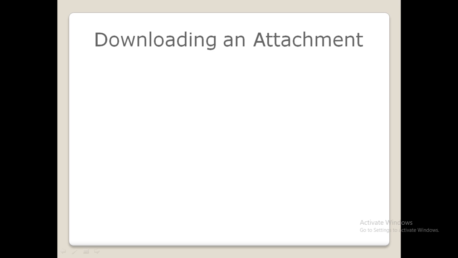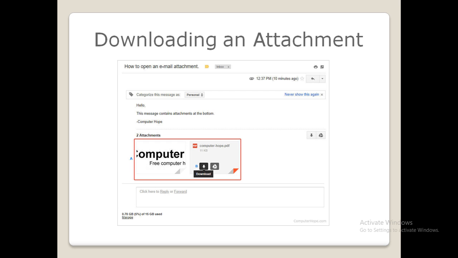Next we have downloading an attachment. To download an attachment means to save a copy of an attachment in a computer system. To download an attachment, you first have to open a Gmail that has an attachment. You will notice that the attachment appears as a thumbnail below the email message. Now place the pointer over the thumbnail and you will see a download icon. It will directly download the attachment in your computer system.